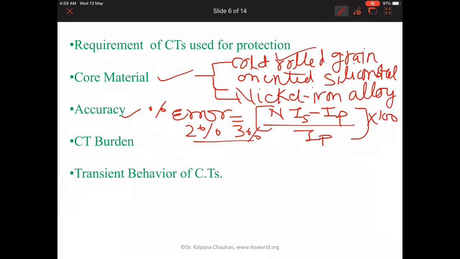Next is the transient behavior of the current transformer when it is used in the protection system. For fast relaying, within 1 or 2 cycles after fault inception, it is very essential to know the behavior of the current transformer during the first few cycles of a fault, when it carries a transient component in addition to the steady state component of the fault current.